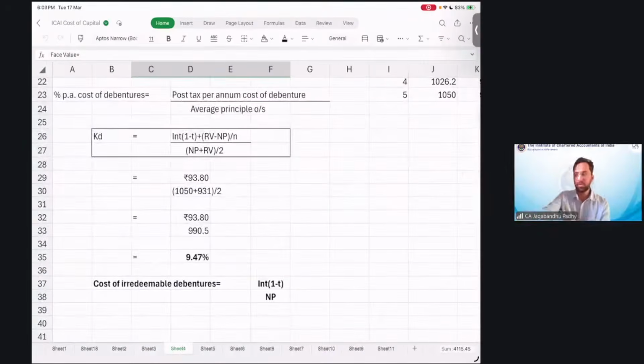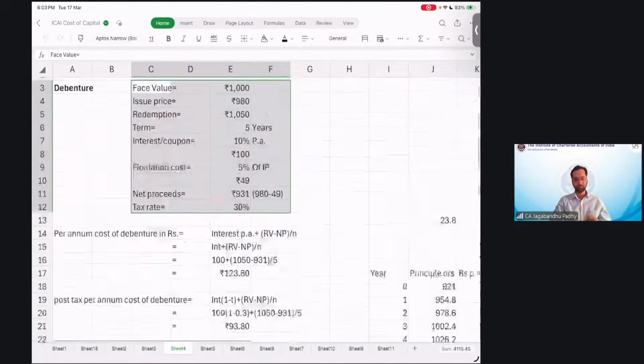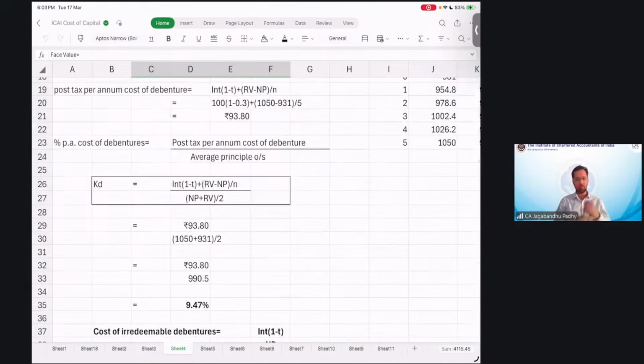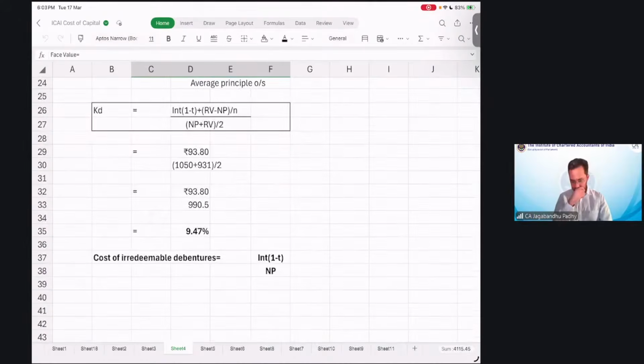We're aware that cost of debt can be computed with this particular formula, which is interest into (1 minus t) plus (redemption value minus net proceeds) by n, and then the whole thing divided by (redemption value plus net proceeds) by 2. Right? So this is the approximate method, and the irredeemable debentures can be computed as interest into (1 minus t) upon net proceeds. Since it is an irredeemable debenture, no redemption is going to happen for these debentures.